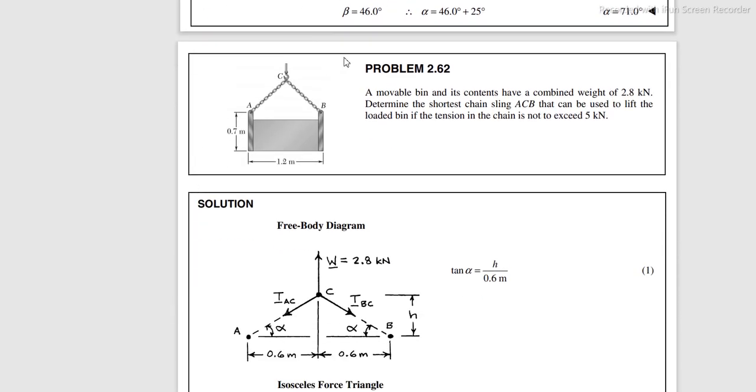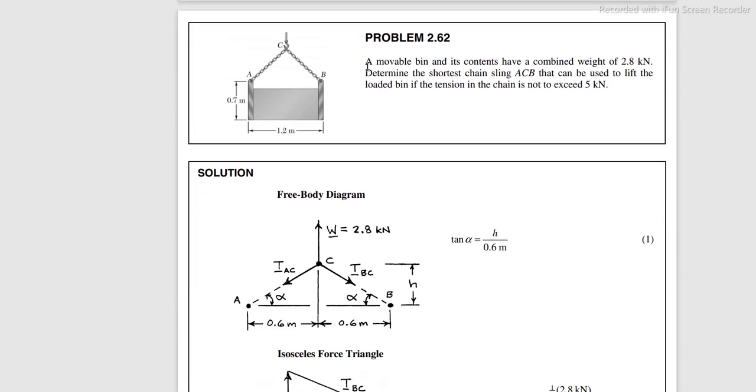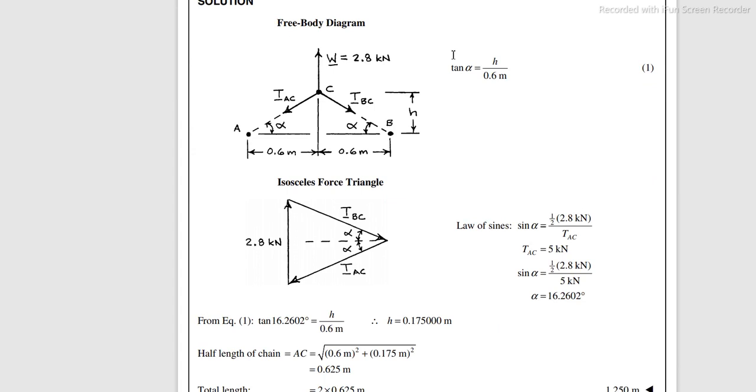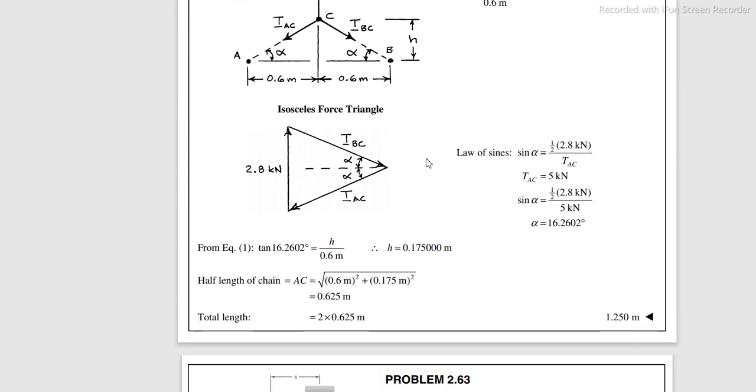Problem 2.62. A movable beam and its contents have a combined weight of 2.8 kilonewton. Determine the shortest chain link ACB that can be used to lift the loaded beam if the tension in the chain is not to exceed 5 kilonewton. The solution is free body diagram and the force triangle.